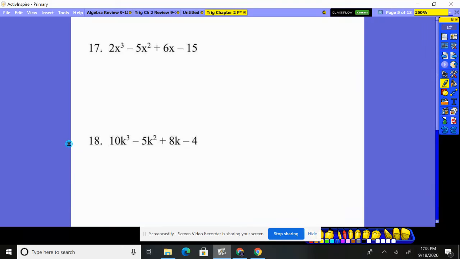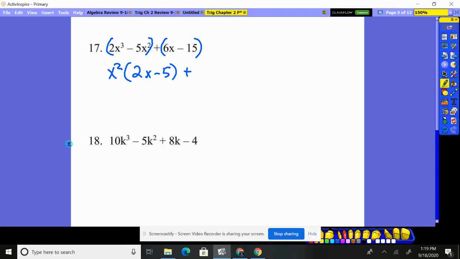Right, number 17. I see 4 pieces or 4 terms. That right away tells you to factor it by grouping. Group and group. Out of the first group that I just did, the 2x cubed minus 5x squared, I'm going to see what I can factor out. 2 and 5 don't have anything, but there is an x squared that can be factored out. That'll leave behind a 2x minus 5.